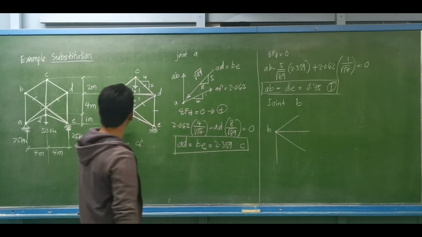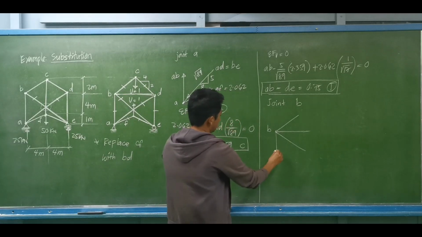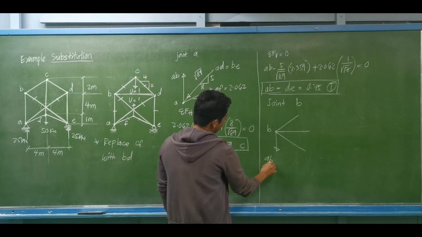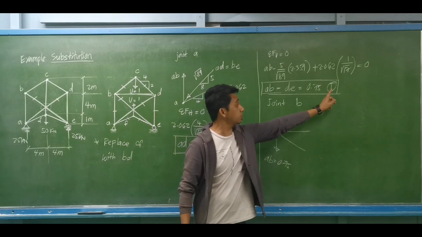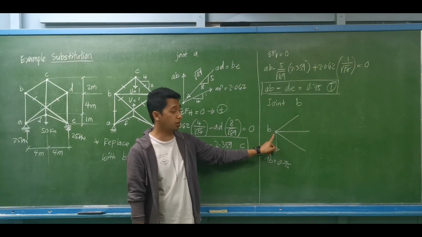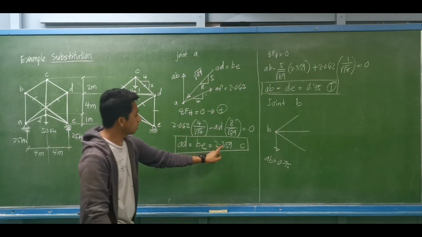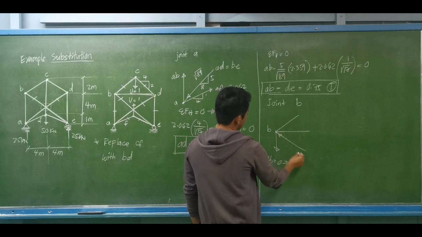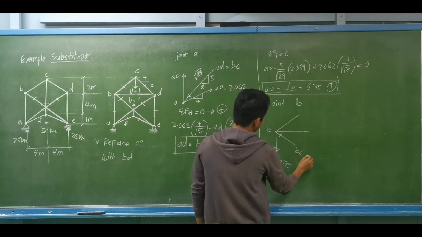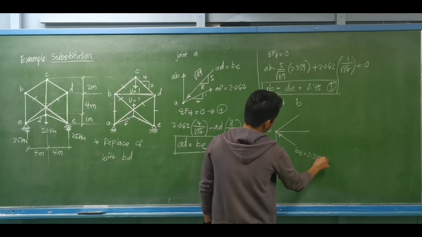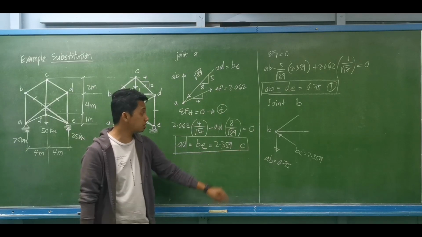If we have a joint B, we have 4 members. That is AB. The magnitude of AB is 0.75. That is under tension, so that's why it is away from the joint. Then next we have BE. What is the magnitude of BE? For member BE, it is equal to 2.359. Towards the joint, it is under compression.